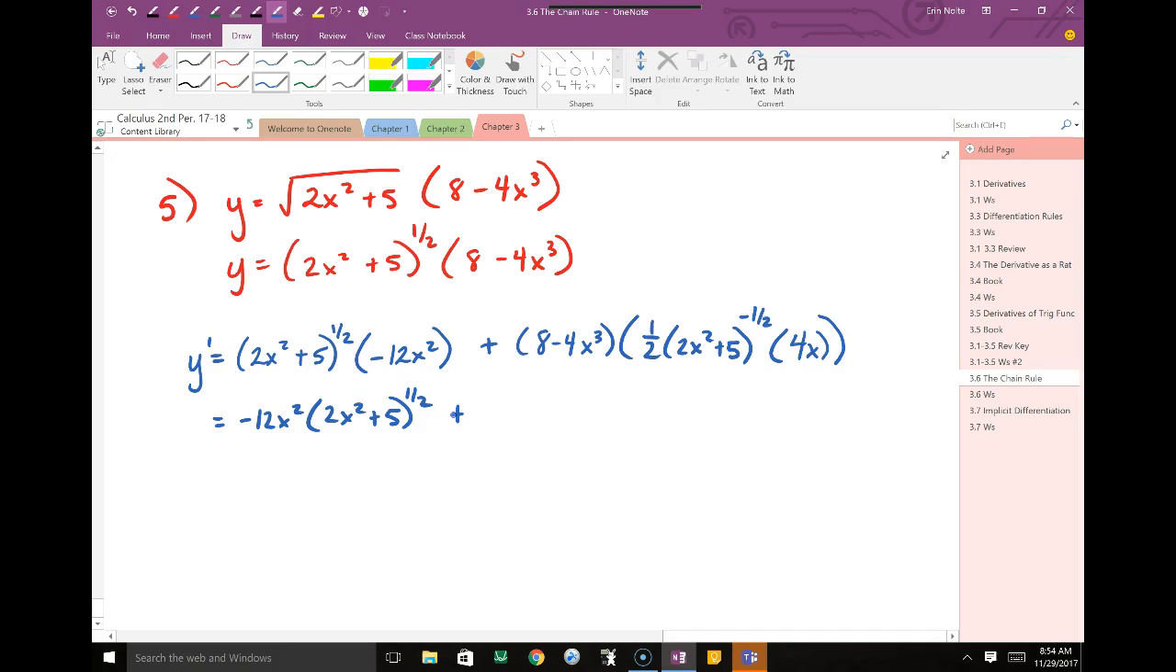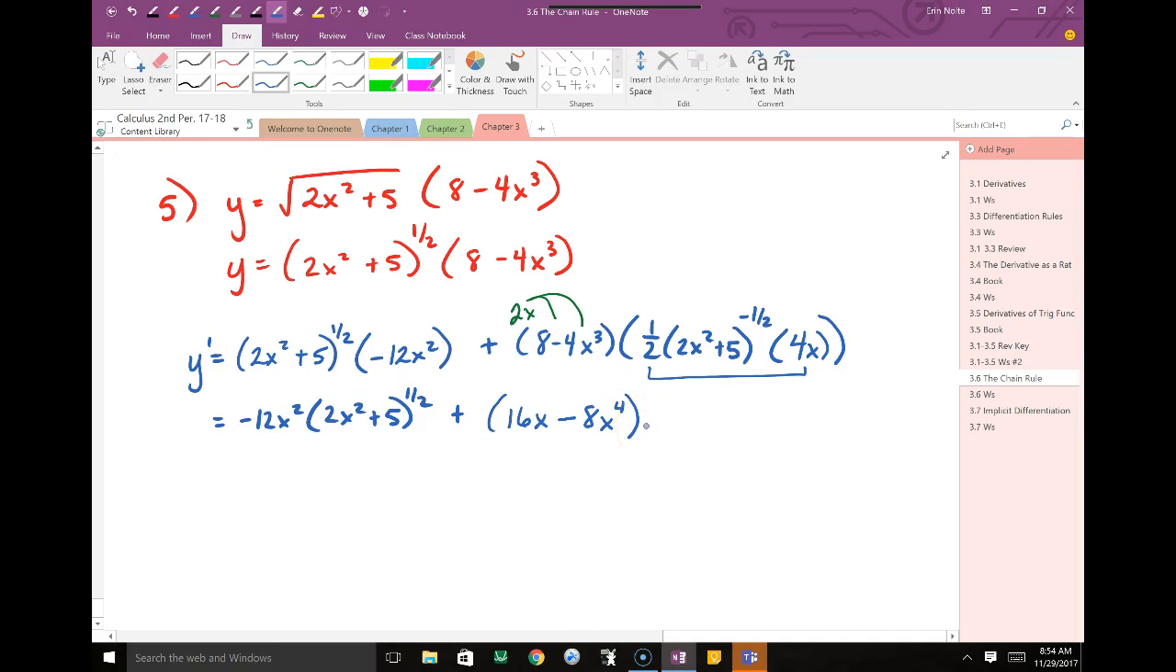I would first do the 4x times a half. Good. So 4x times a half is what? 2x. So what I'm basically going to do is take 2x and distribute it through that first quantity. Good. So what's 2x times 8? 16x. And then what's 2x times negative 4x to the third? Negative 8x to the fourth.